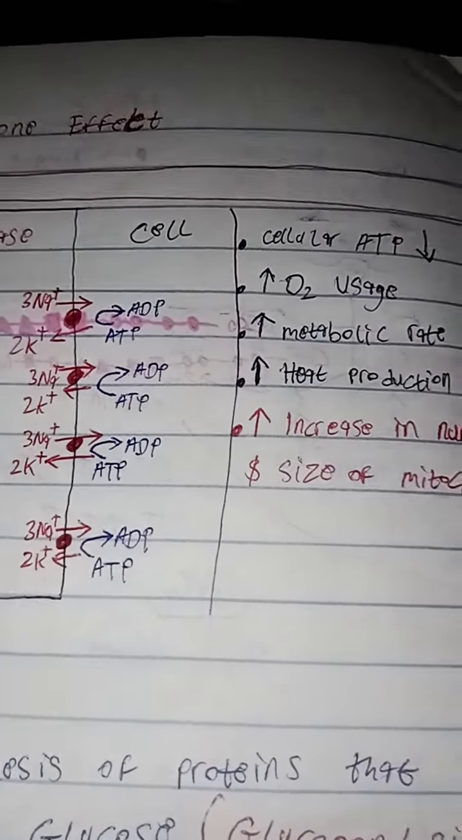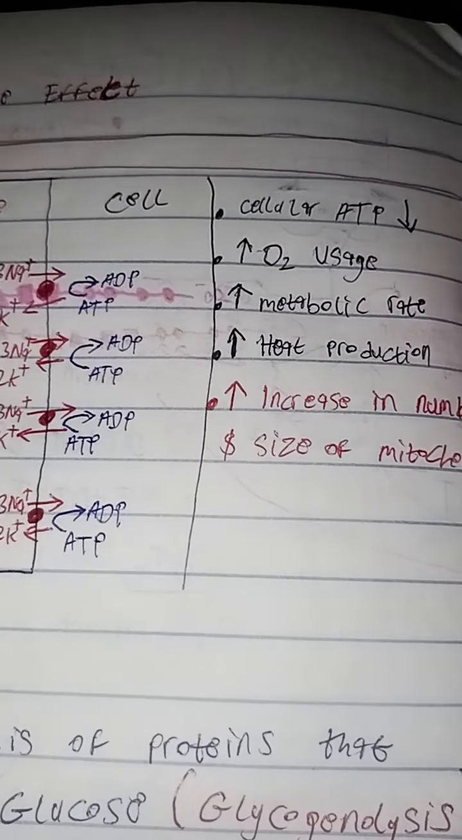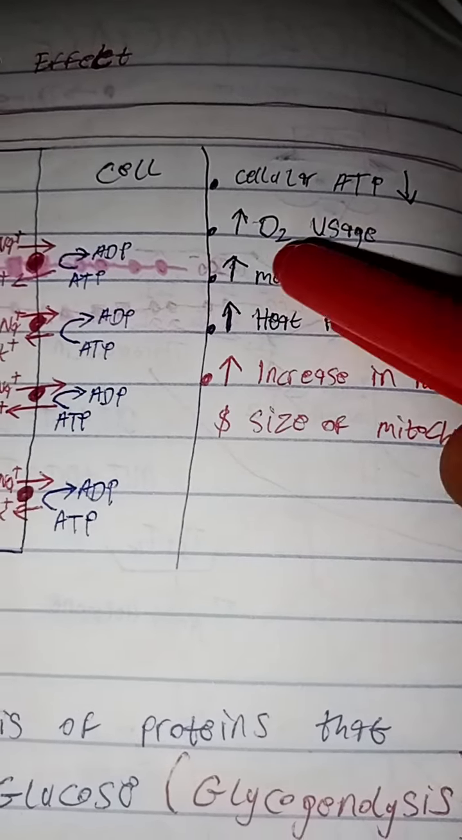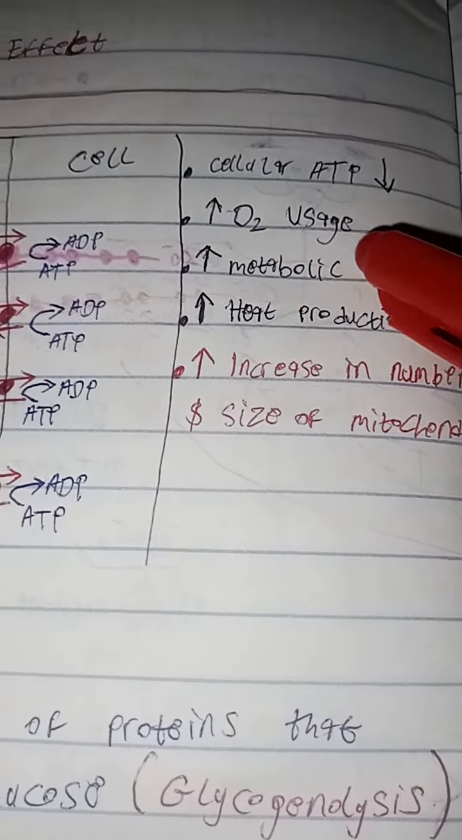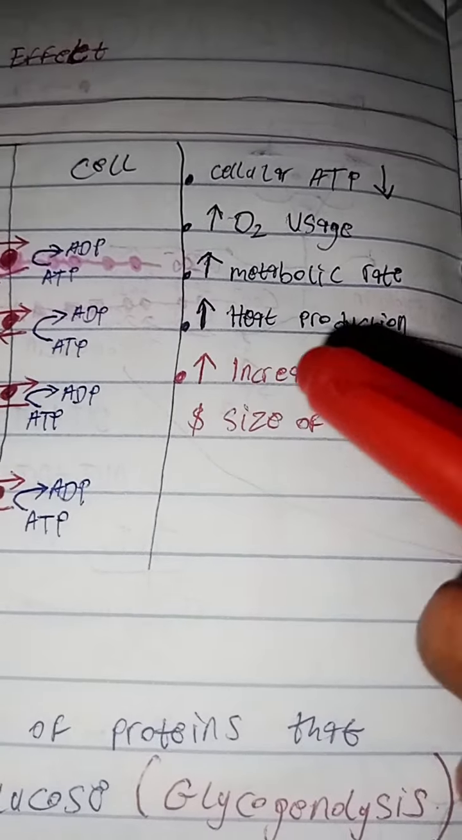Now, when that happens, cellular ATP reduces. When cellular ATP reduces, you need to produce more ATP. And how do you do that? You need oxygen. So oxygen usage increases. Now, as oxygen usage increases, metabolic rate will increase in the process.